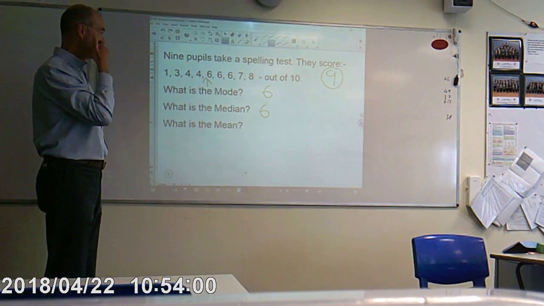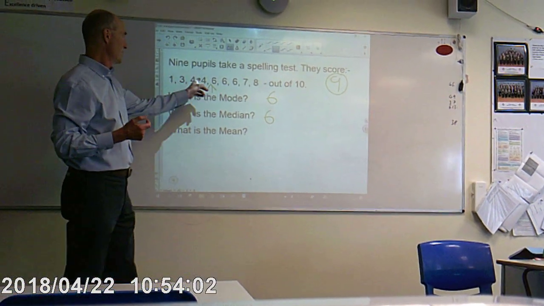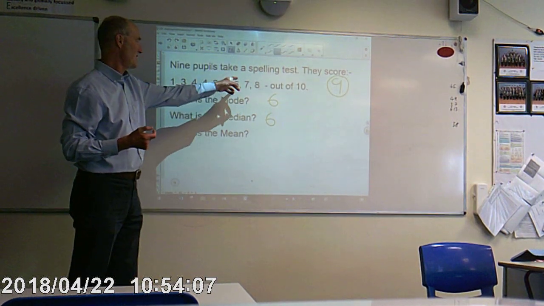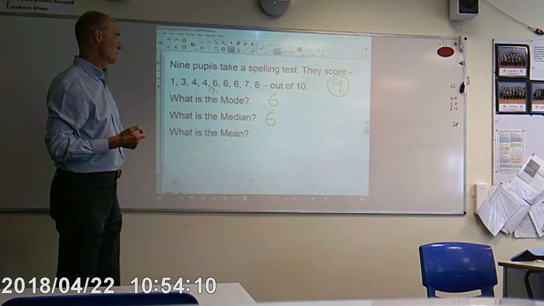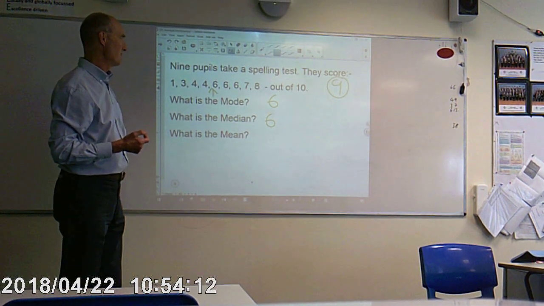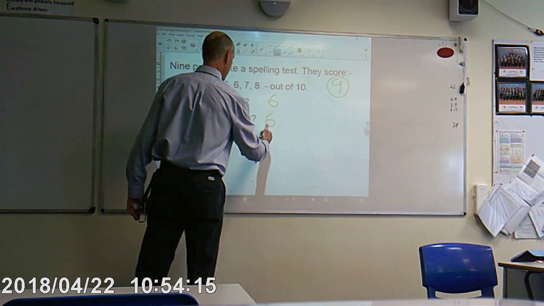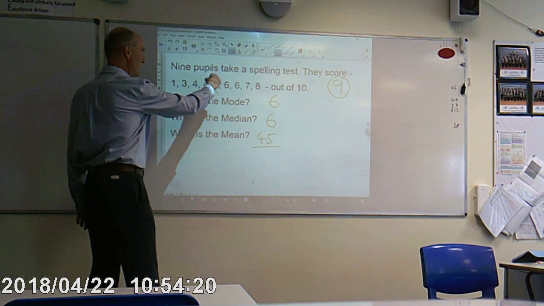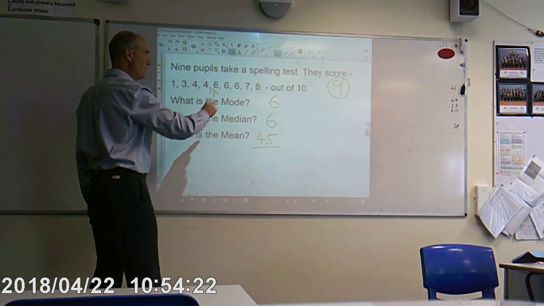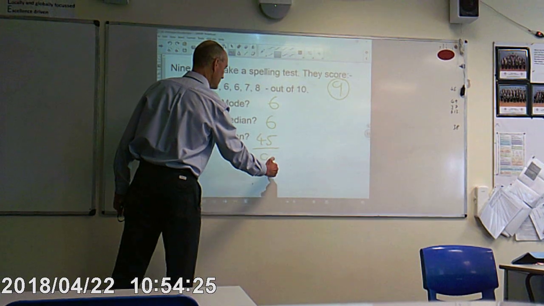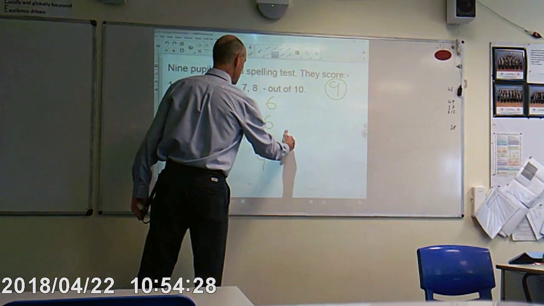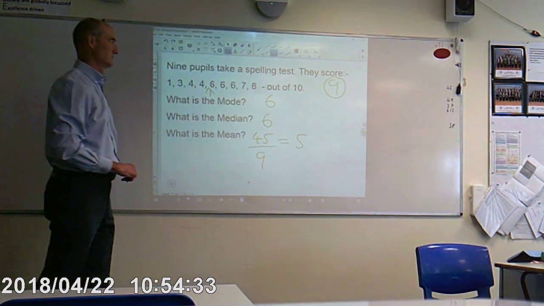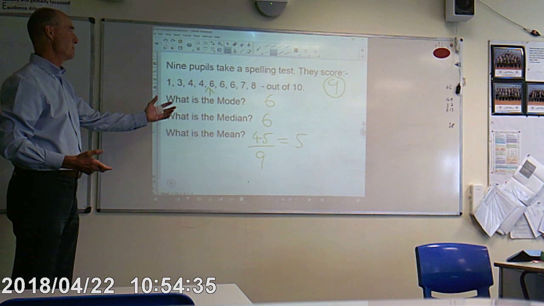What is the mean? Well, for the mean, we have to add all these numbers together. So 1 added to 3, added to 4, added to 4, added to 6, and we add all those numbers together, and it comes out as 45. So 45, when we've added them all together, divided by the number in the sample, which is 9. So our mean would give us a result of 5. So our results can be different.